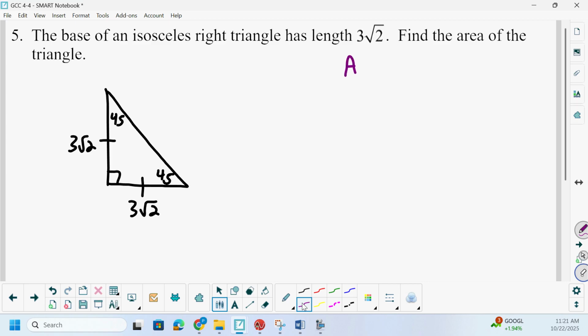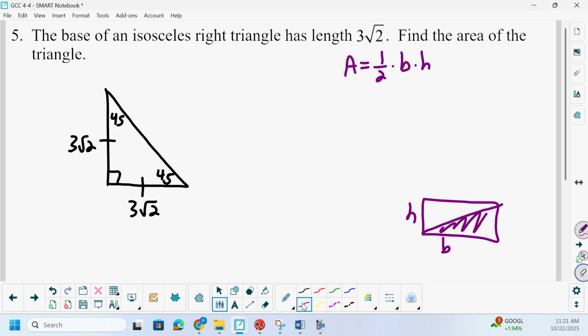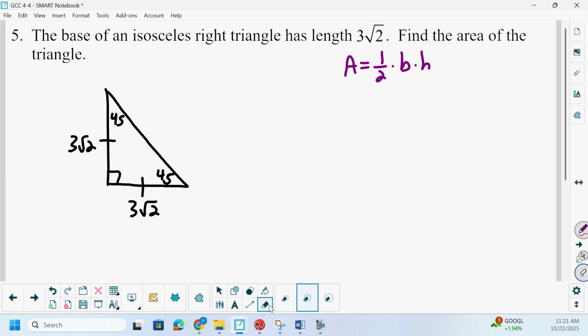Area of a triangle is 1/2 the base times the height. Where that comes from is an area of a rectangle is base times height, and a triangle would be half of that space. That's why we have 1/2 base times height. So in this case, our area is just going to be 1/2 our base of 3 square root of 2 times the height of 3 square root of 2. Your height and base must always form a right angle with each other.